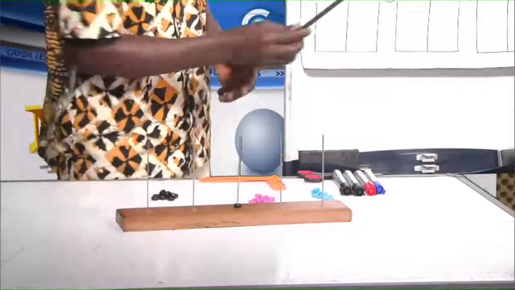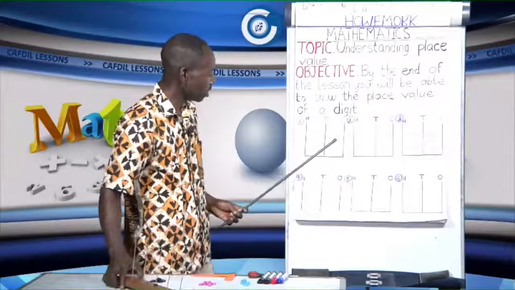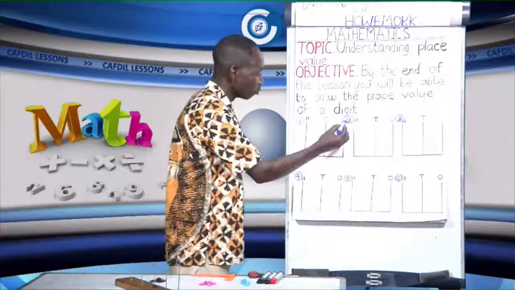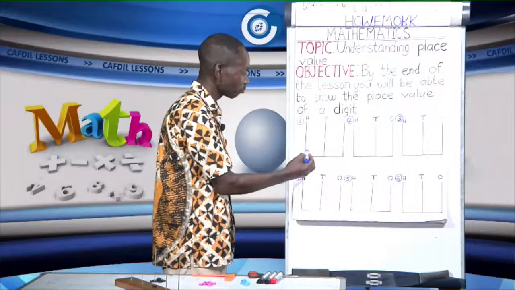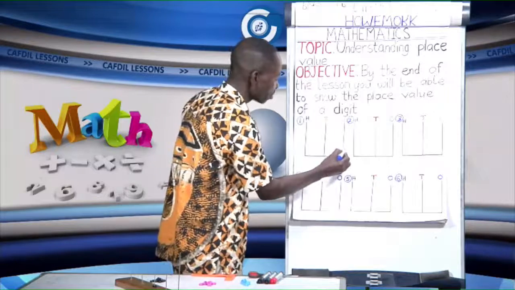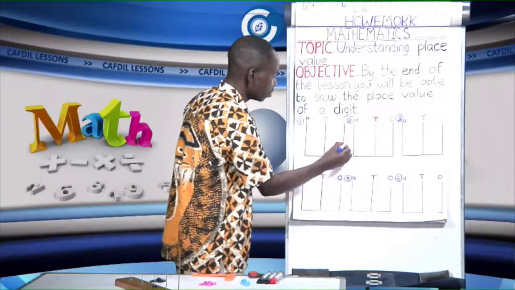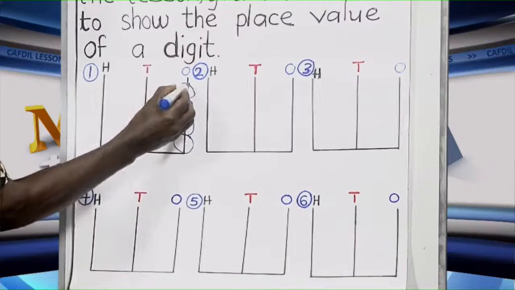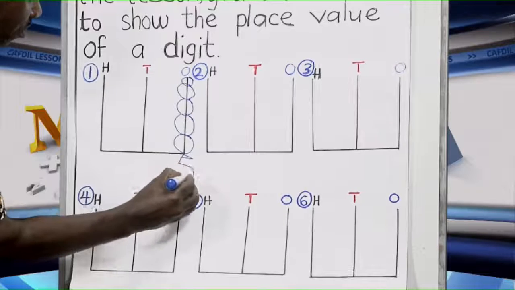Now, I have the same thing on the board. So I have my ones column, the tens column, and then the hundreds column. So under ones column, let me put 1, 2, 3, 4, we have 5. So we have 5 here.